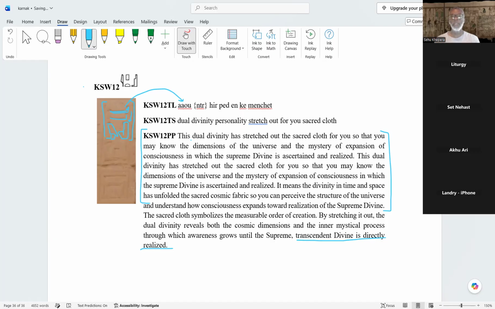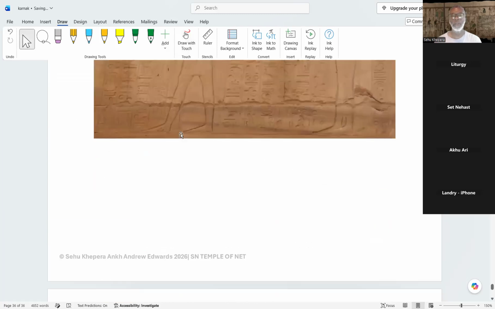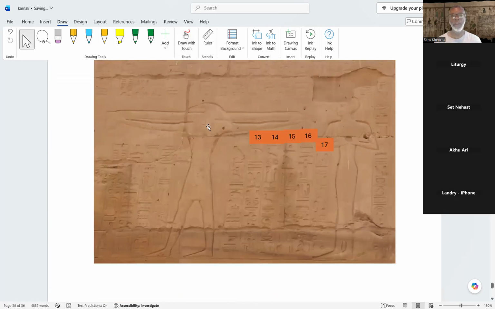So it is making it clear that a dual divinity is performing this action of stretching out and measuring the dimensions of the universe. And that dual divinity being referred to is Jehuty. Jehuty is seen in the iconography as the divinity that is performing the act of stretching out the sacred cloth.